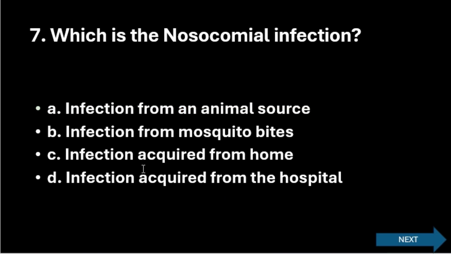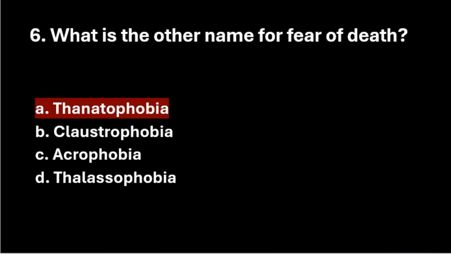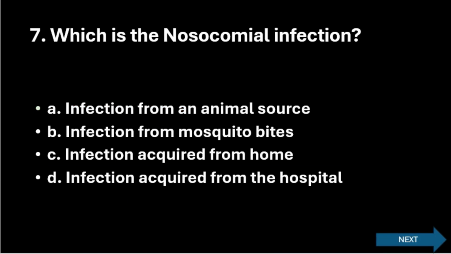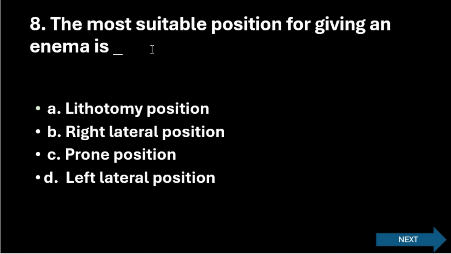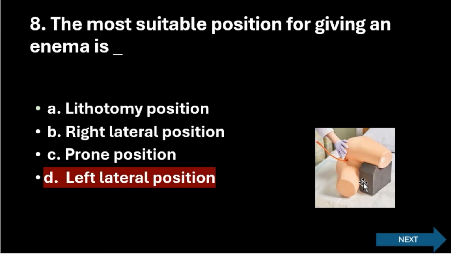Which is the nosocomial infection? This is an application level simple question. The answer is infection acquired from the hospital. That is nosocomial infection. Infection from animal sources, zoonotic diseases. Infection from mosquito bites is vector-borne diseases. Acquired from home is domestic diseases or community acquired diseases. The most suitable position for giving an enema, this everyone knows, that is left lateral position.